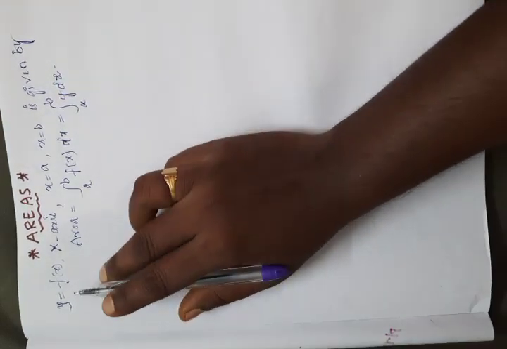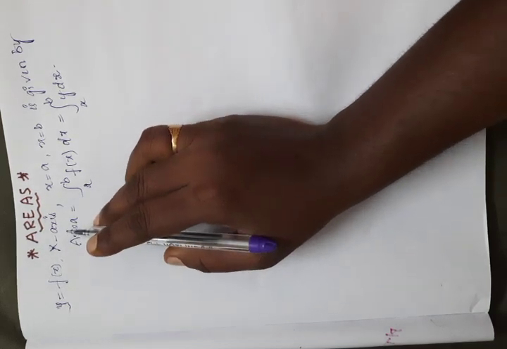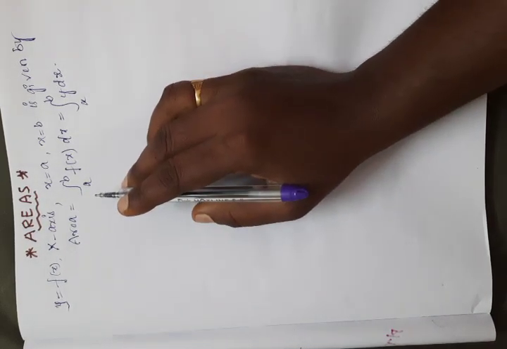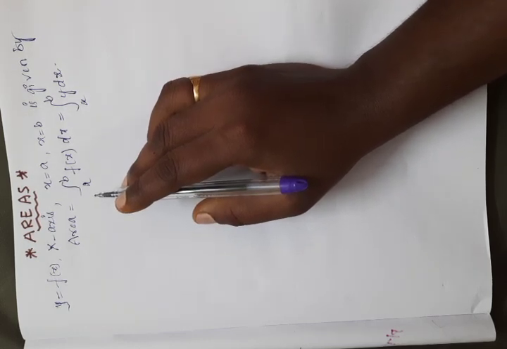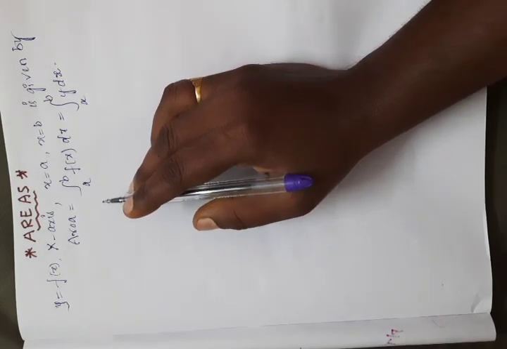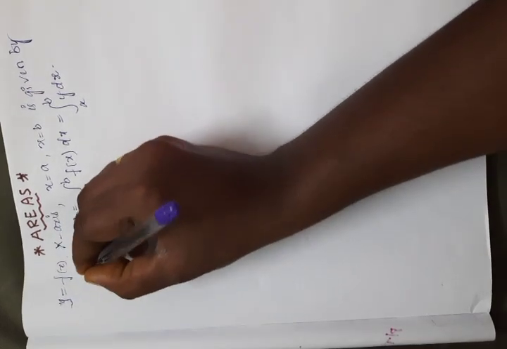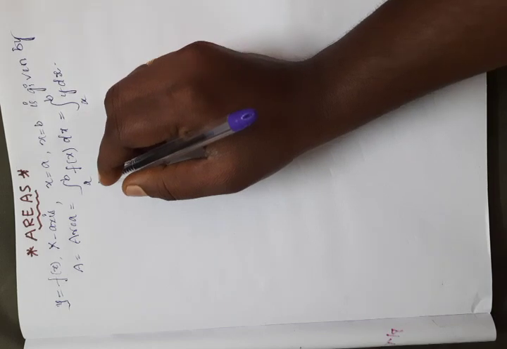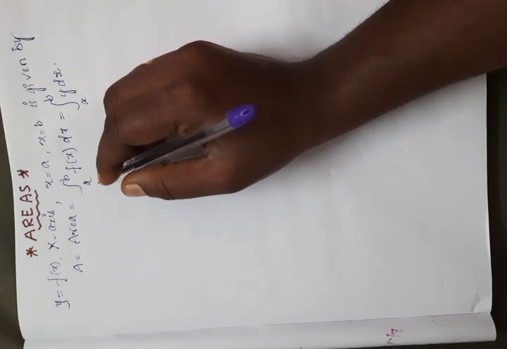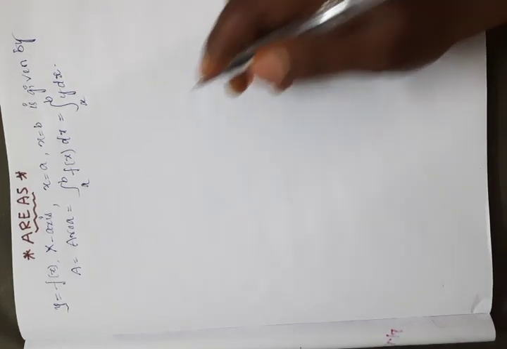Therefore, the area bounded by the curve y equal to f of x, the x-axis and the ordinates x equal to a and x equal to b is given by area equal to integral over a to b f of x dx, or you can also write integral over a to b y dx.